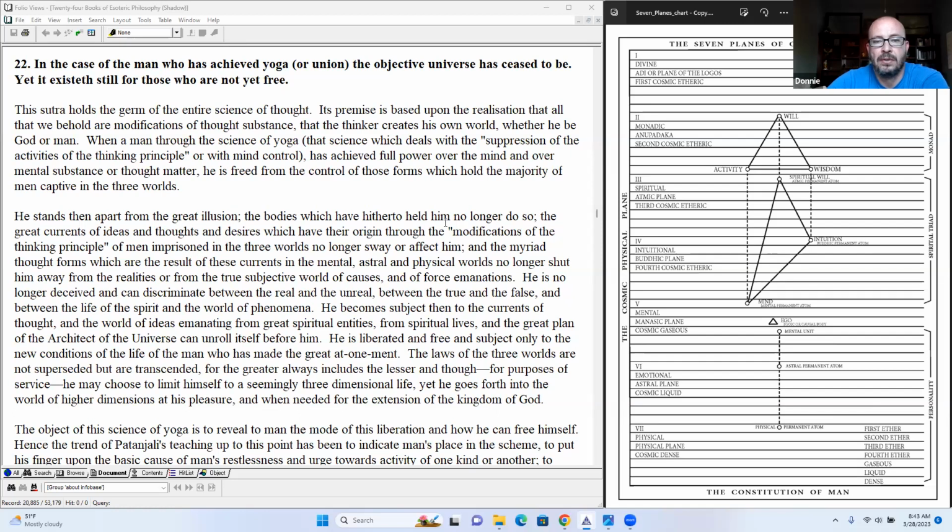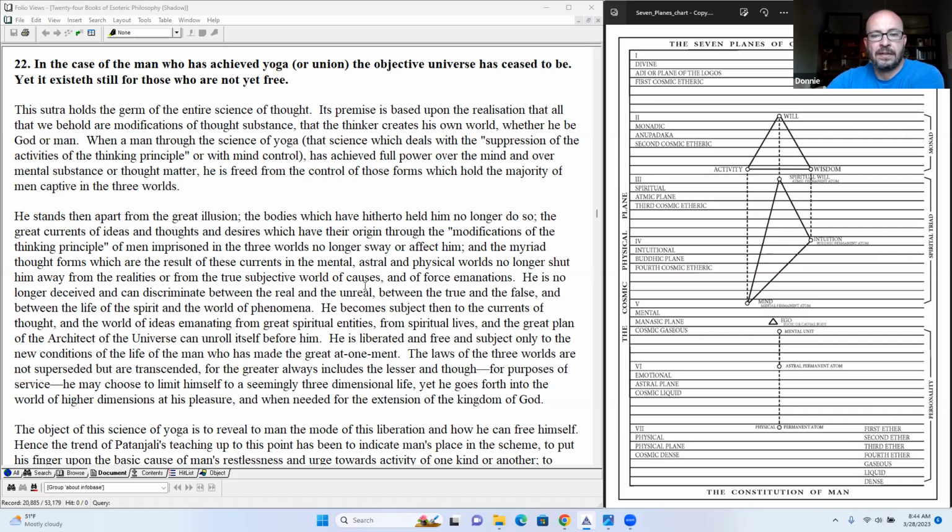The bodies which have hitherto held him no longer do so. The great currents of ideas and thoughts and desires which have their origin through the modifications of the thinking principle of men imprisoned in the three worlds no longer sway or affect him. And the myriad thought forms, which are the result of these currents in the mental, astral, and physical worlds, no longer shut him away from the realities or from the true subjective world of causes and of force emanations.